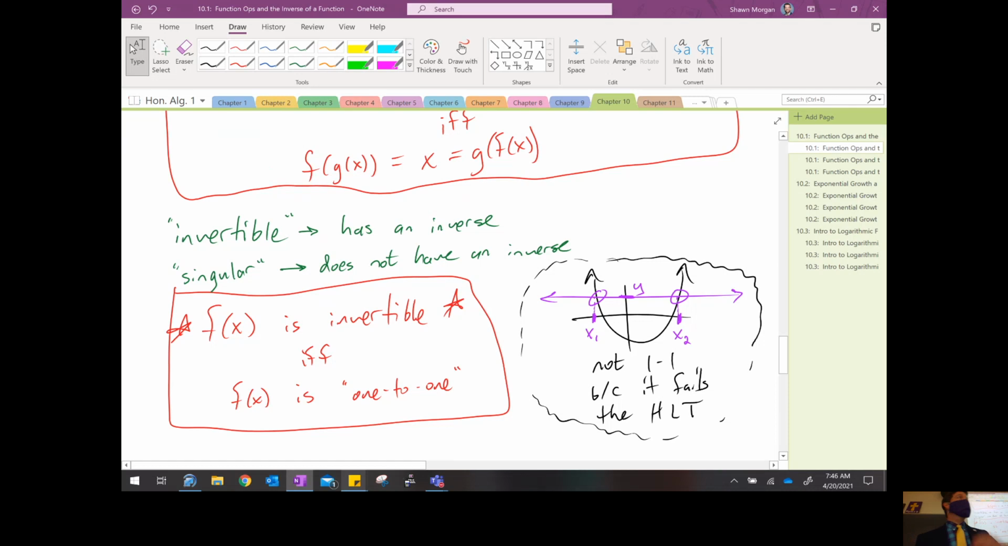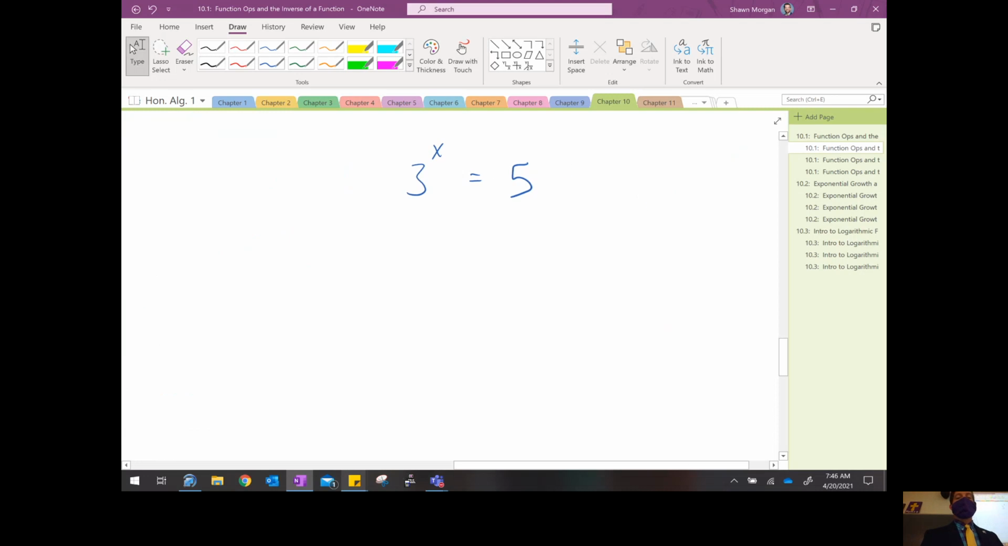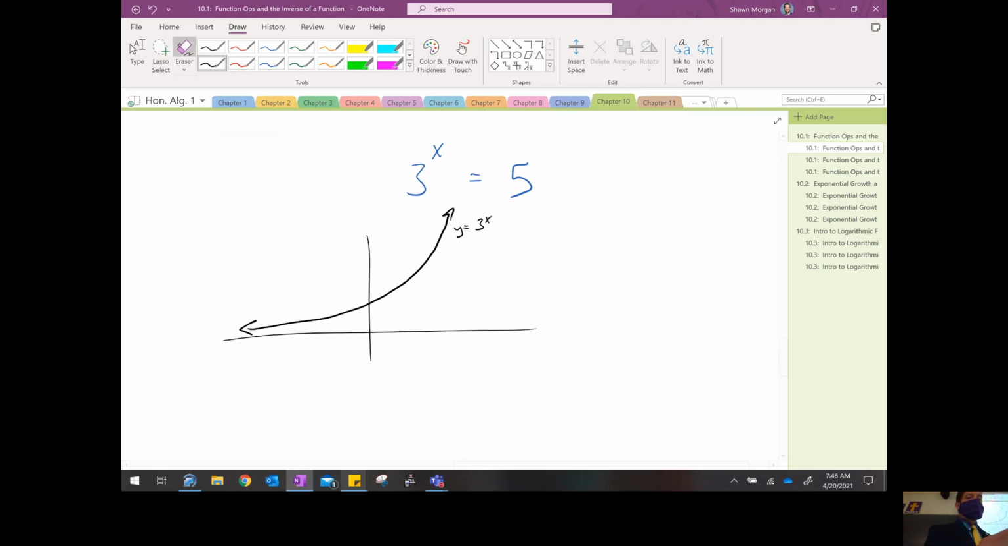So this notion of being able to find an inverse is important. Go back to my little example over here, 3 to the x equals 5. You don't know how to graph this just yet, but I'll let the cat out of the bag. The graph of y equals 3 to the x looks like this.